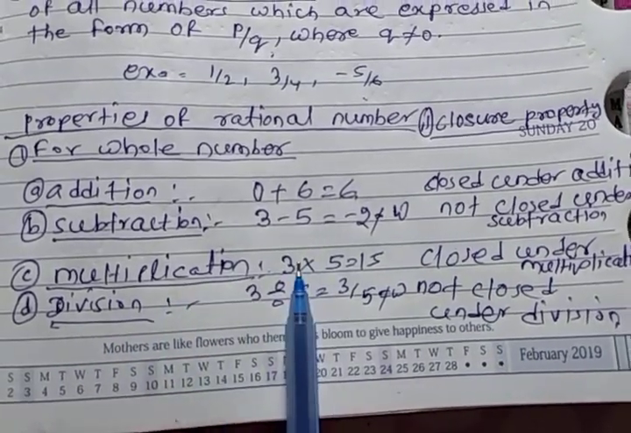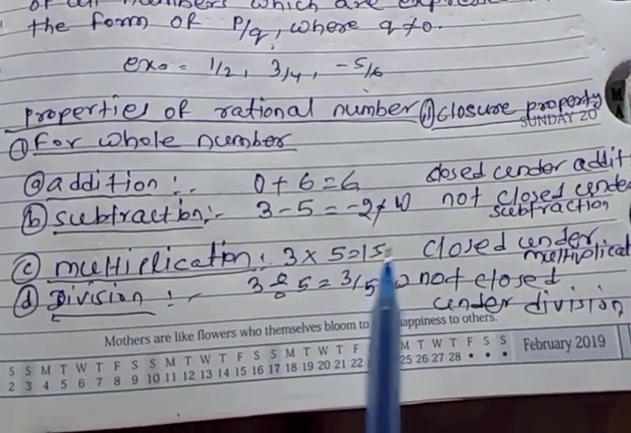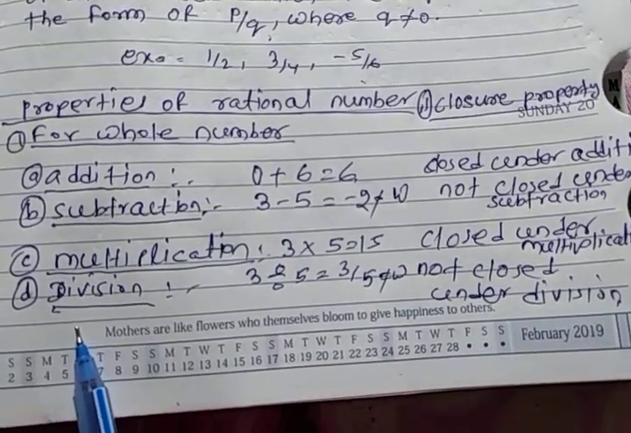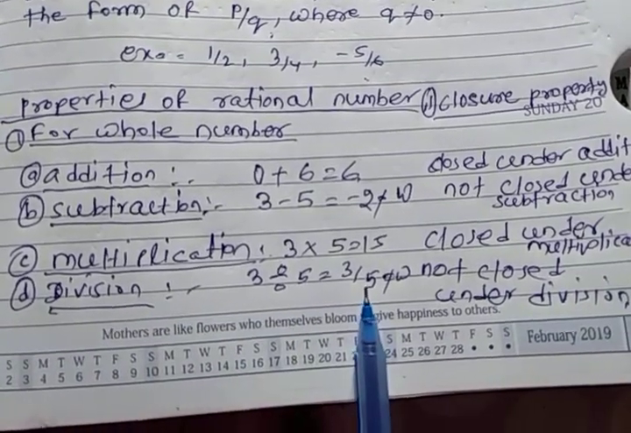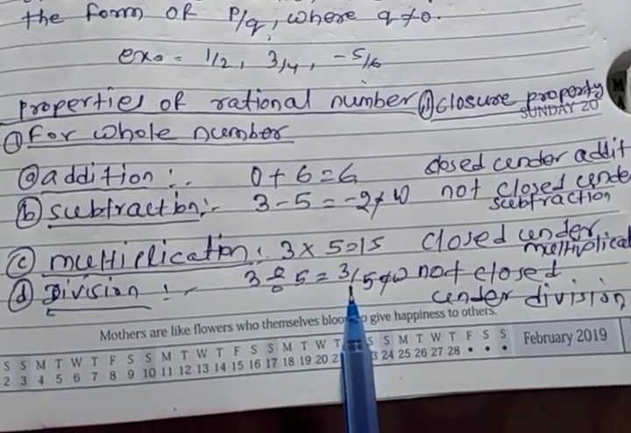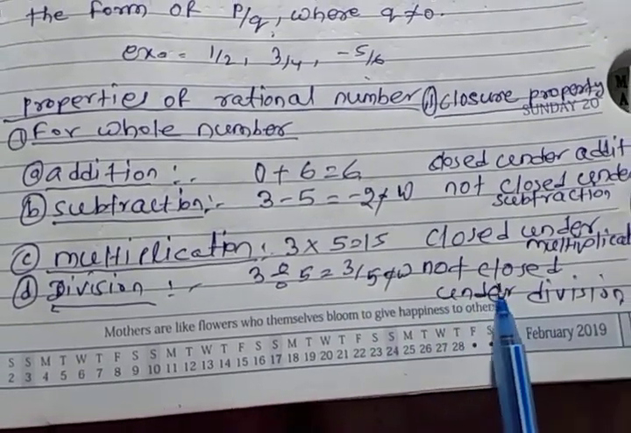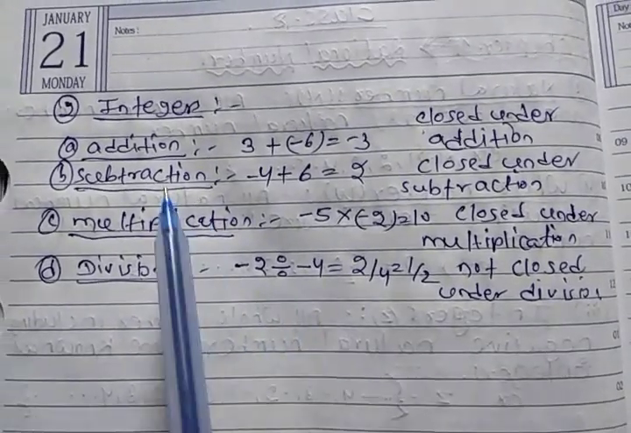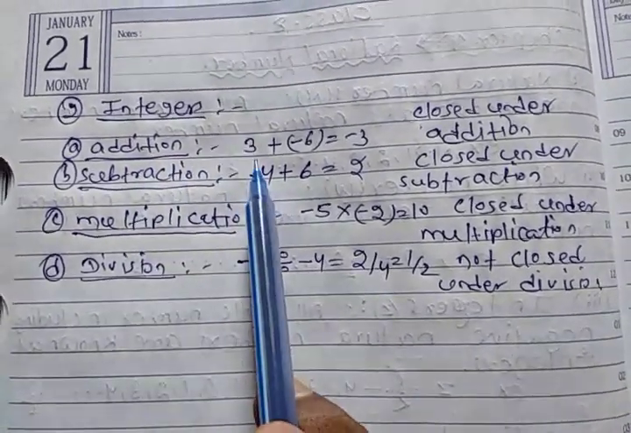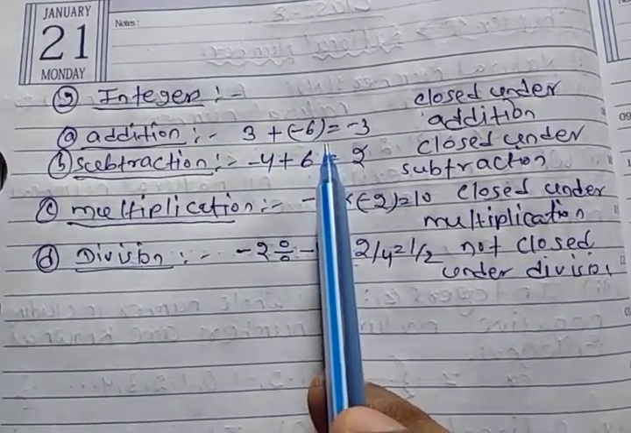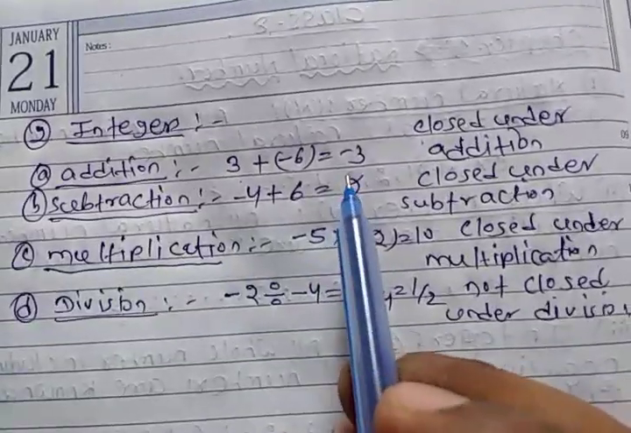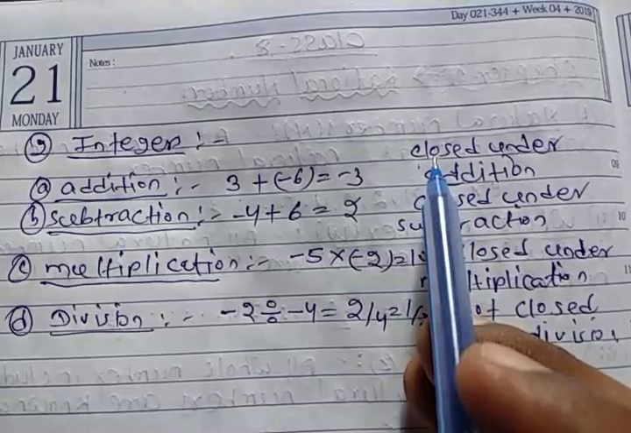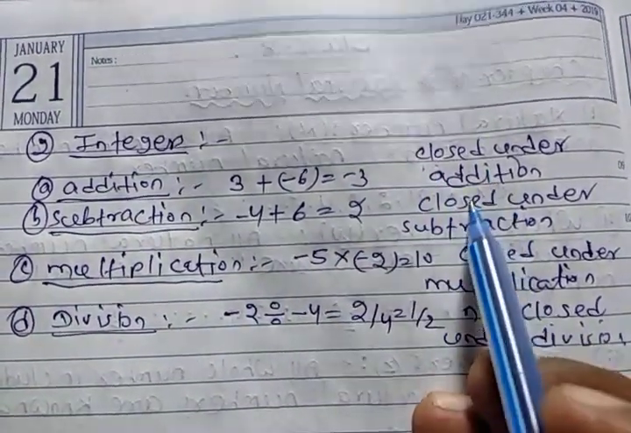Then multiplication. 3 into 5 is 15, so it is closed under multiplication. Then division. 3 divided by 5, 3 by 5, is not a whole number, so it is not closed under division. Then similarly we check for integers. Addition: we take two integers. 3 is a positive integer, -6 is a negative integer. The result is -3, which also belongs to the integers. So integers are closed under addition.